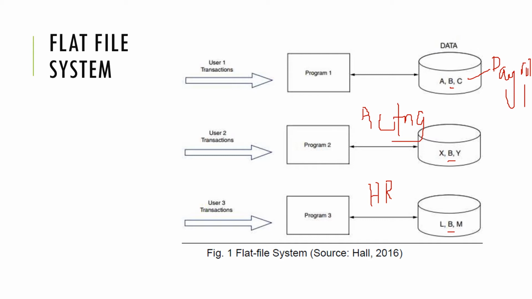If ever somebody updates data B, for example HR updated data B, they need to call the accounting so that they will also update data B. And of course, the payroll will also need to update data B. So that's a flat file system.